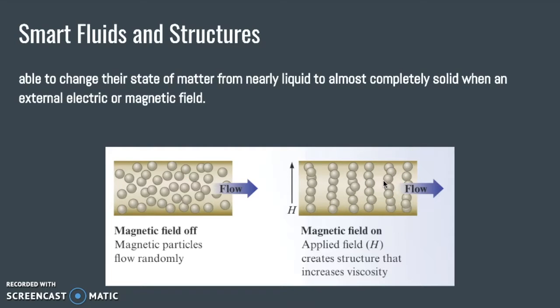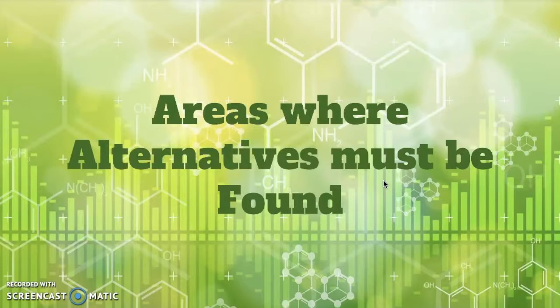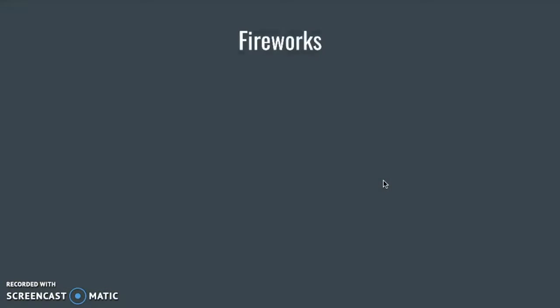Using this property of smart fluids, such materials can be used as dynamic reinforcements in bases of large buildings. They can even be easily reused as they change structures from solid to liquid very easily. Finally, we're going to talk about two areas where alternatives must still be found. First of them being fireworks.